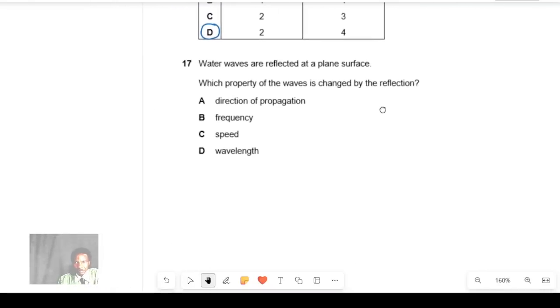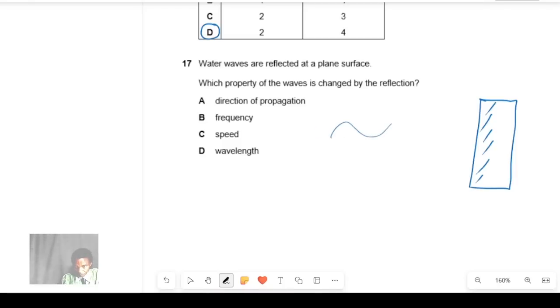Question 17. Water waves are reflected at a plane surface. Which property of the wave is going to be different? So we look at a plane surface here, it can be a brick or whatever. Then you have a water wave that is coming, and on meeting this, it is reflected. So this is the coming wave, and this one is the reflected wave.